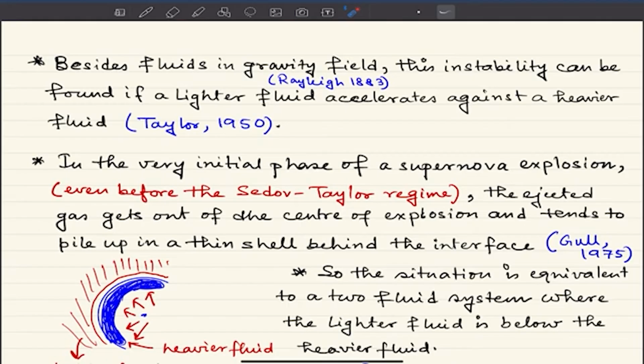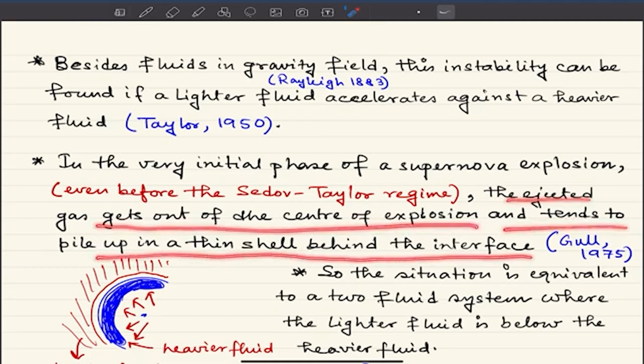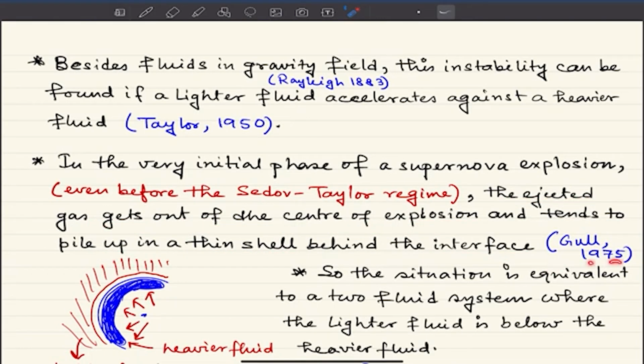Now this type of Rayleigh-Taylor instability is of much importance for astrophysicists, because in many instances one can see RT instability. For example, I just want to mention one very useful one which we have already discussed, that is the very initial phase of supernova explosion. When the explosion just takes place and does not yet enter the self-similar phase, the Sedov-Taylor phase, the ejected gas gets out of the center of the explosion and tends to pile up in a thin shell behind the interface. That was observed by Gull in the year 1975.